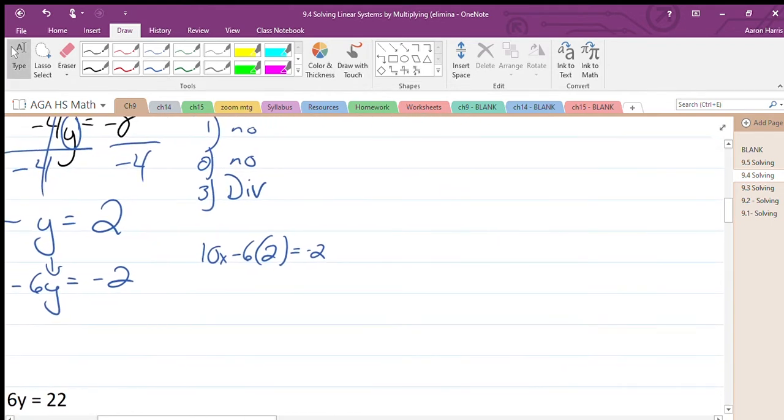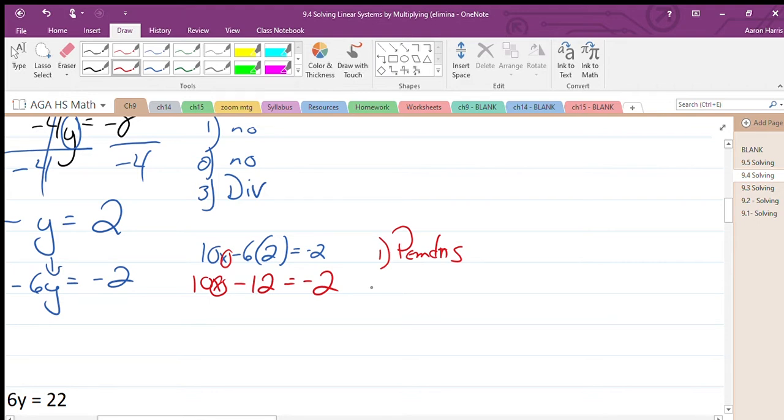And now I can do what? I can solve for x. Simplify / combine like terms? Yes, PEMDAS. I can do it. Negative 6 times 2. I get 10x minus 12 equals negative 2. Anything left to do with step 1?